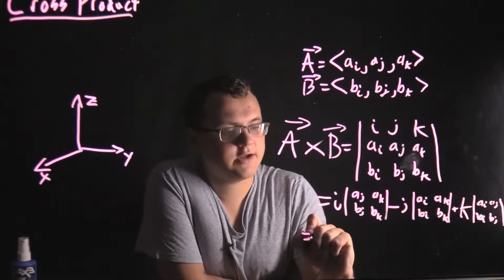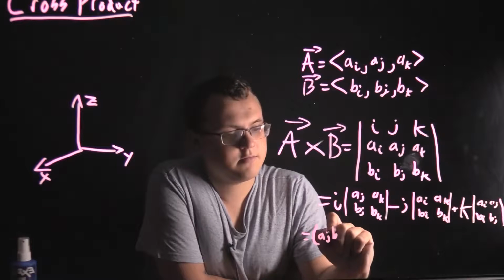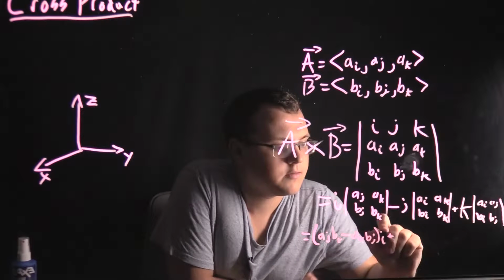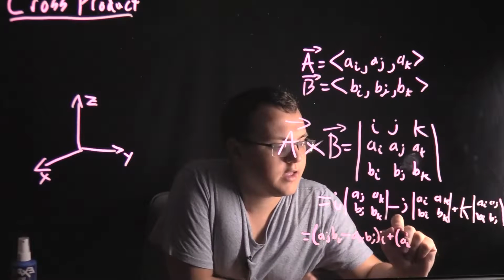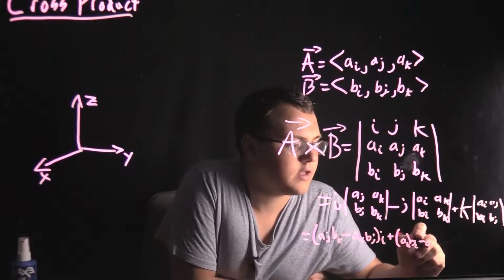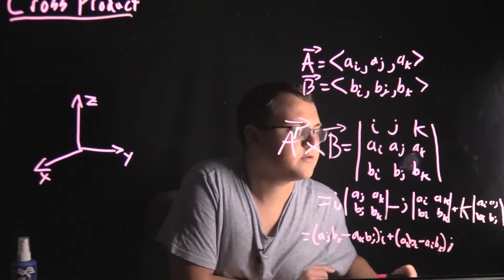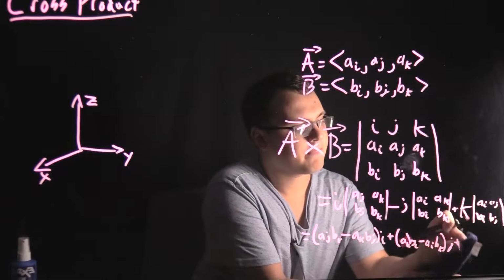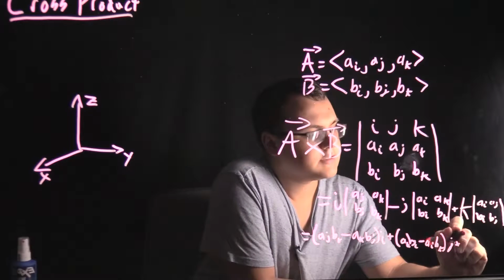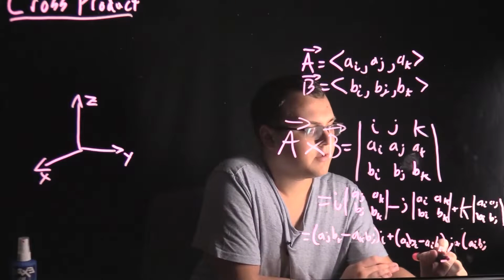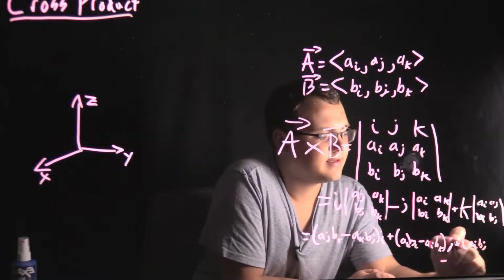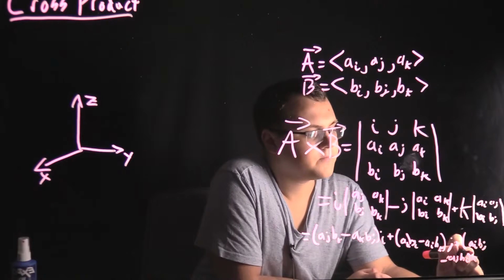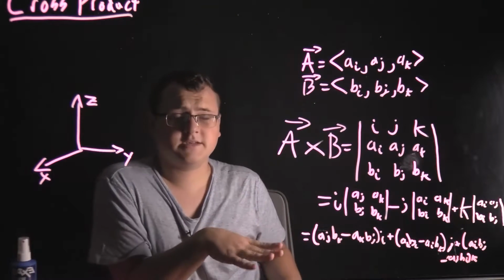Okay, which would eventually reduce down into AJ BK minus AK BJ, I, plus AK BI minus AI BK, J, plus AI BJ minus AJ BI, K. Okay, so that's the basics of how you could get it.